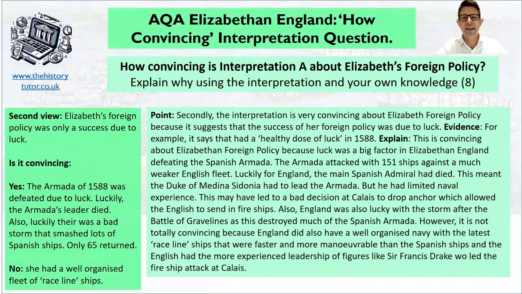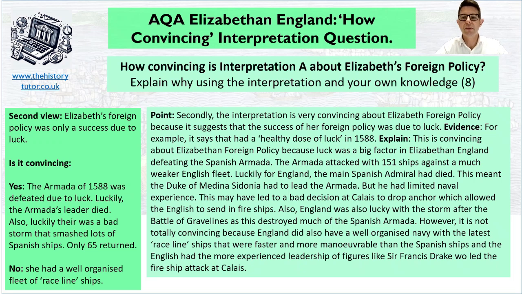Okay, so here's my idea. I've said, secondly, the interpretation is very convincing about Elizabeth's foreign policy because it was due to luck. For example, it says she had a healthy dose of luck in 1588, and this obviously suggests the Armada, doesn't it? This is convincing, with her foreign policy involved with luck as a big factor in Elizabethan England defeating the Spanish Armada. The Armada attacked with 151 ships, so I'm going to give lots of knowledge now to prove the luck against a much weaker English fleet.